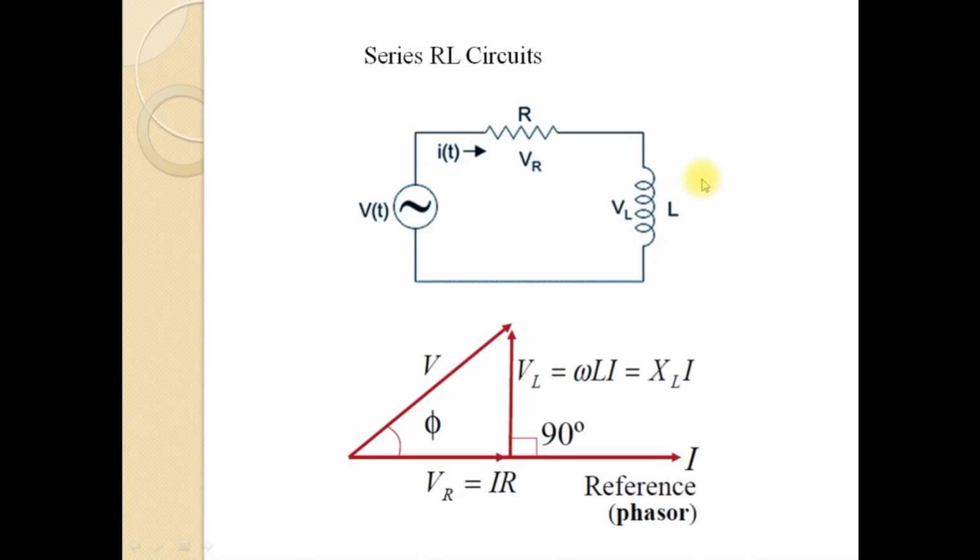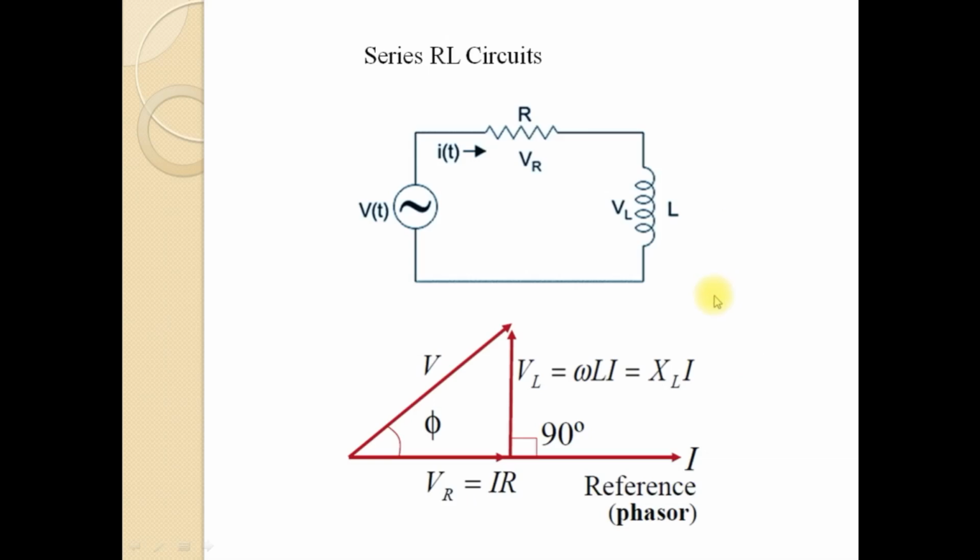Good morning all. In this lecture, a series RL circuit is explained. Here in this circuit, you can see that a resistance is connected in series with a pure inductor and the combination is connected across a voltage source Vt. The voltage source is assumed to be sinusoidal. And when the circuit is closed, a current will be flowing through this series combination. Being a series circuit, the same current will be flowing through R and L.